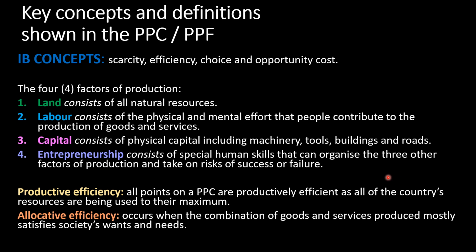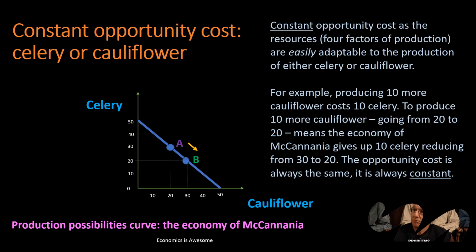And when we're looking at the PPC or the PPF, we're looking at productive efficiency. So all points on a PPC are productively efficient, but not all points are allocatively efficient because allocative efficiency relates to satisfying the society's needs and wants.